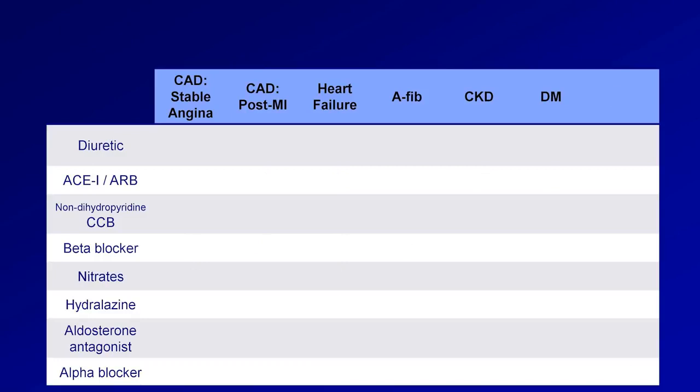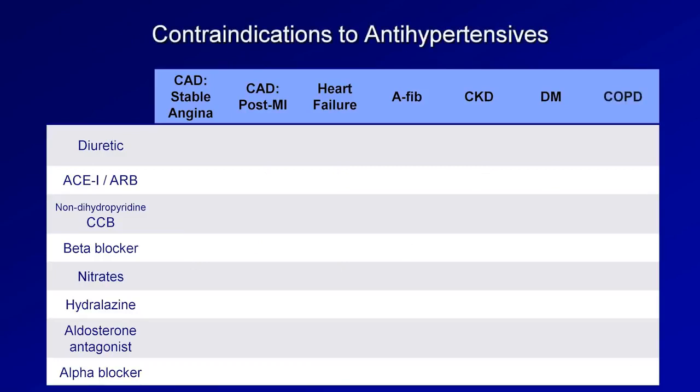In addition to compelling secondary indications, there are also compelling contraindications to specific antihypertensive classes. For example, thiazide diuretics are relatively contraindicated in diabetes since they can contribute to insulin resistance, an effect which is probably quite small. The non-dihydropyridines are contraindicated in heart failure as they have negative inotropic properties.